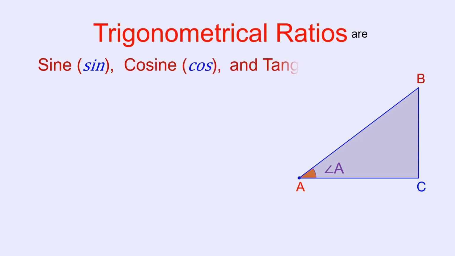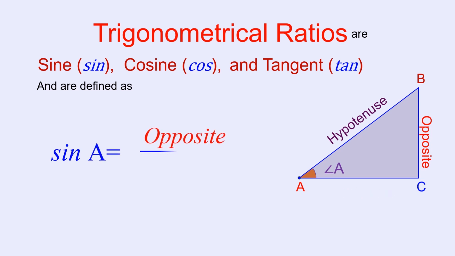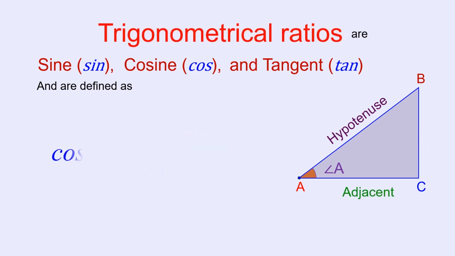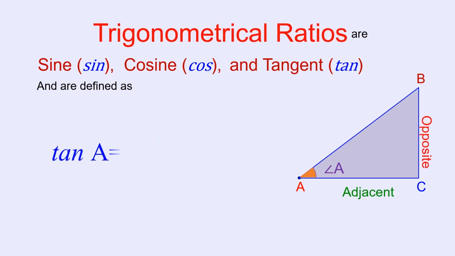Trigonometrical ratios are sine, cosine, and tangent. In short, we write them as sin, cos, and tan. And they are defined as sine A equals opposite divided by hypotenuse. Cosine A equals adjacent divided by hypotenuse. Tangent A equals opposite divided by adjacent.